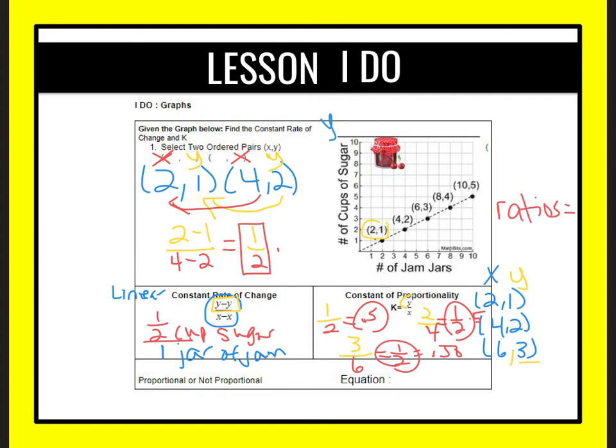That means I'm definitely dealing with a proportional situation, but also you can see that the constant of proportionality and the constant rate of change are equal.